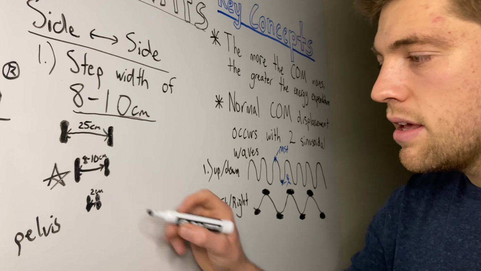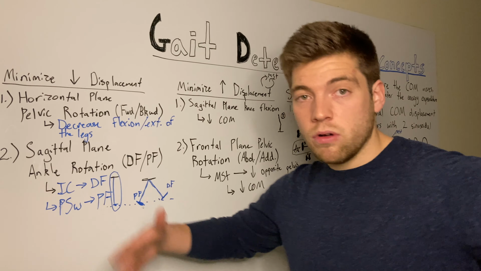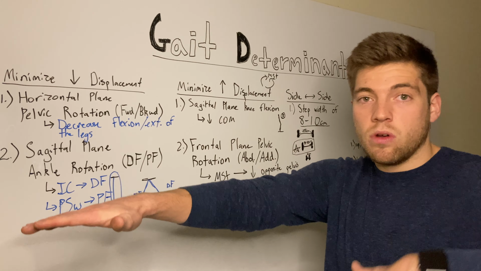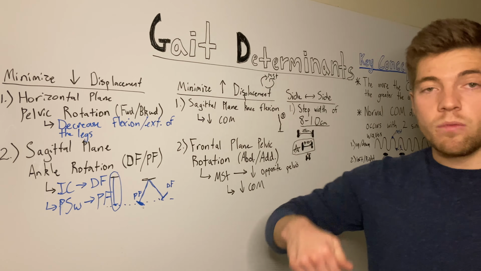All right, so just to recap, here's what we got. We got some key concepts. We've got the more the center of mass moves, the greater the energy expenditure. And when we're on mid stance, we're at our highest. And then when we're in double limb support, one leg in flexion, one leg in extension, that's when we're at our lowest. So we have to throw in a couple extra movements in order to decrease how high or how low our center of mass moves.